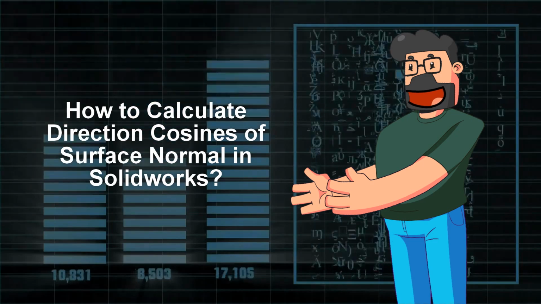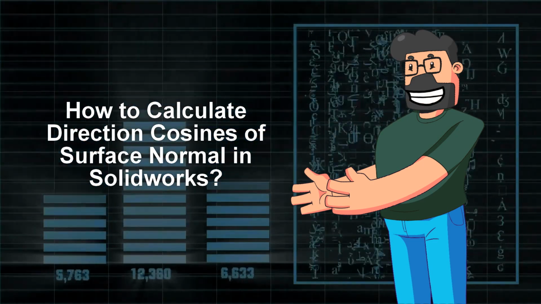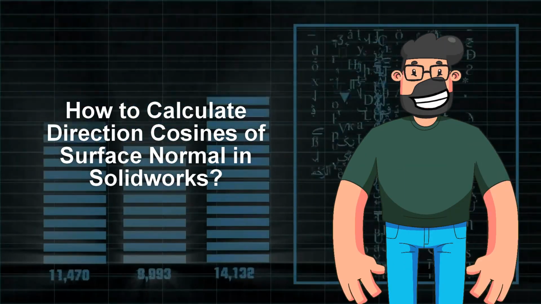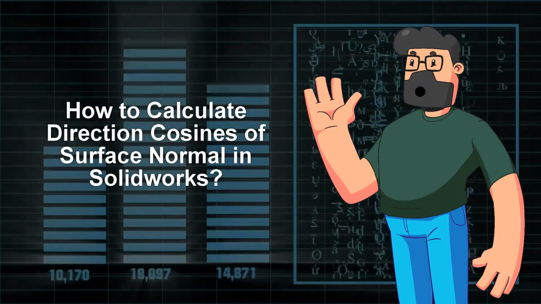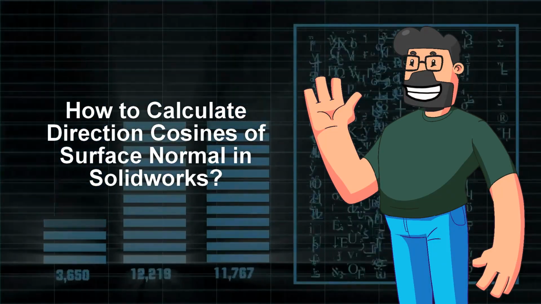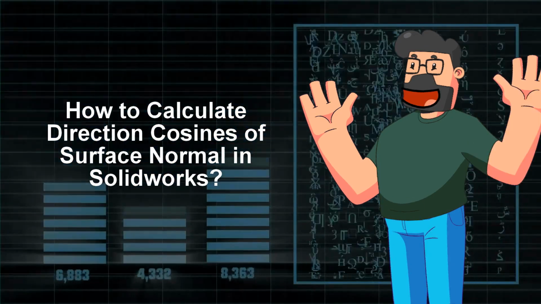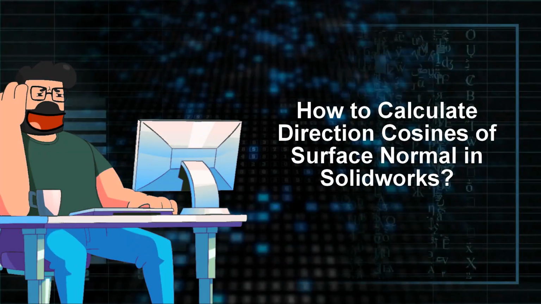Now, while you can easily extract angles between construction planes, it's not as straightforward to get those surface normals. The angles provided are calculated for planes holding projections of lines, making the process a bit more complex. Now let's talk about the solution.